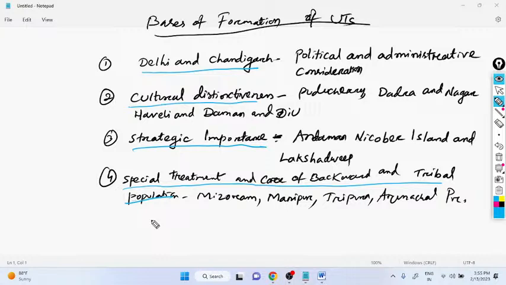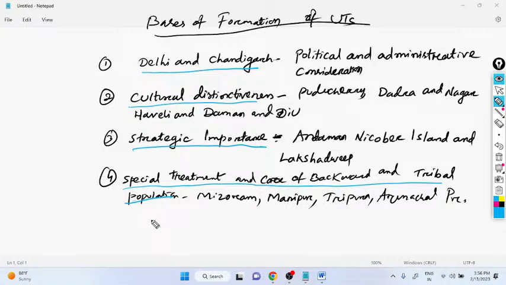There are certain purposes behind them. There are political purpose, cultural purpose, strategic purpose, and certain other purposes. Delhi and Chandigarh are established to facilitate administration of the country. Chandigarh is also the same type of administrative basis. Cultural distinctness is especially for Puducherry, Dadra Nagar Haveli and Daman and Diu because they are allied cultures.